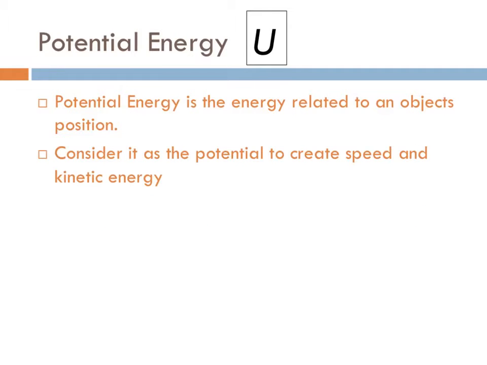Here we're talking about potential energy in general. Potential energy is the energy related to an object's position. Consider it as a potential to create speed and kinetic energy. So we have two different types of potential energy, and we'll see the first one in the next part.